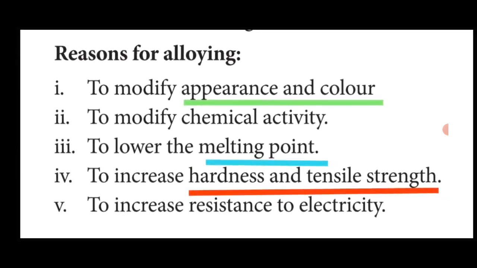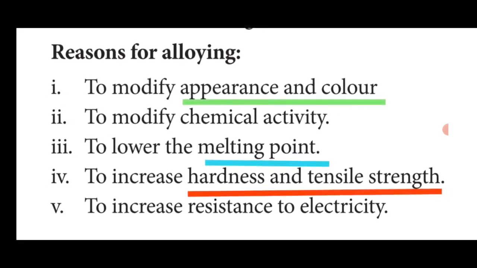Third, lower the melting point. The original metals have a high melting point, and when forming an alloy, the melting point is lowered. The fourth one is to increase hardness and tensile strength. The fifth one is to increase resistance to electricity. These are the reasons for making alloys: color and appearance, chemical activity, lower melting point, increased hardness and tensile strength, and increased resistance to electricity.